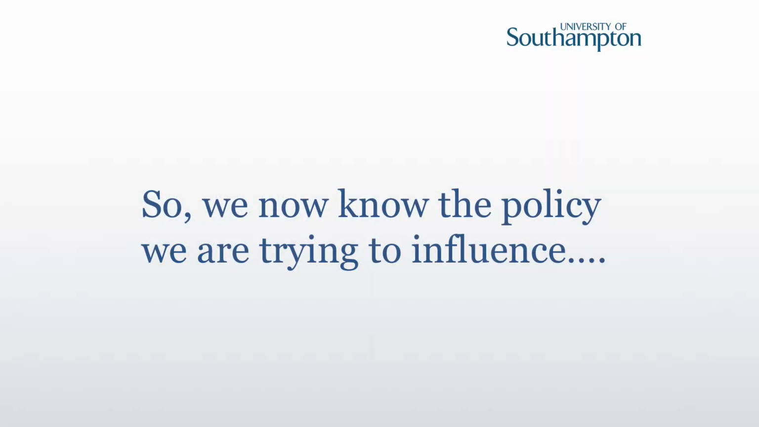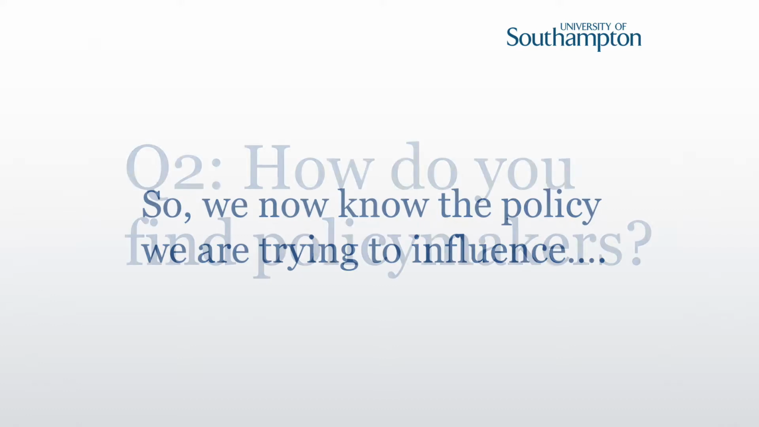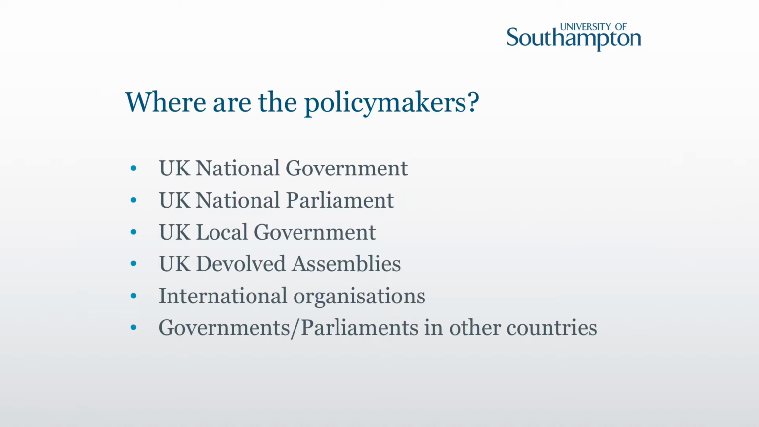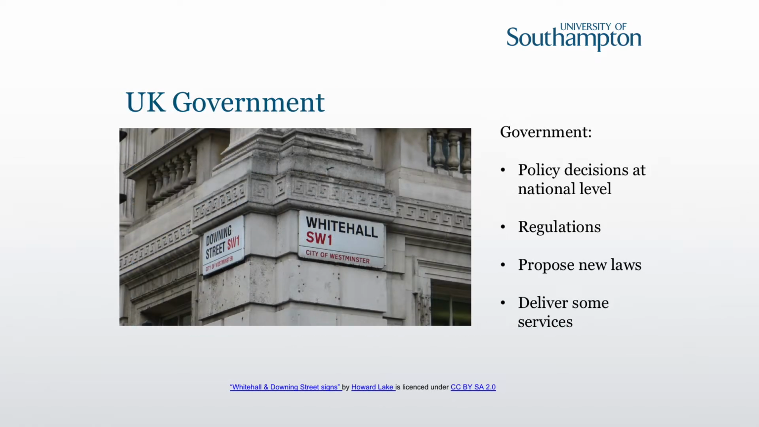So now we know the policy we're trying to influence. What's the next step? We actually have to find policymakers. So where are they? Where do they lurk? How do we get hold of them? So here are some places where they are: UK national government, Parliament, local government, devolved assemblies, international organisations, and of course all of those organisations in other countries. So they're everywhere.